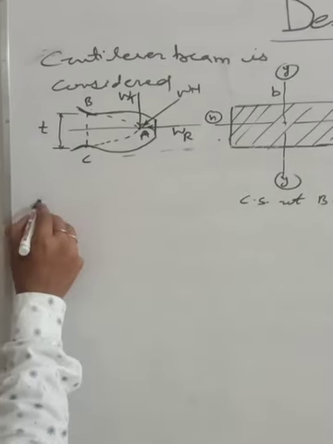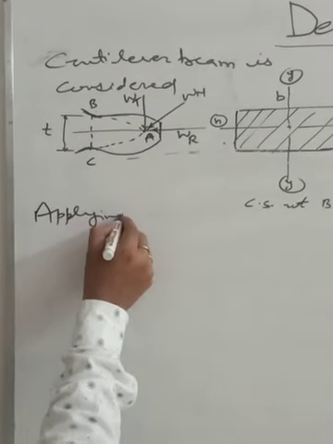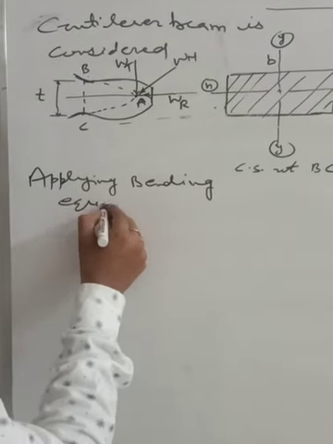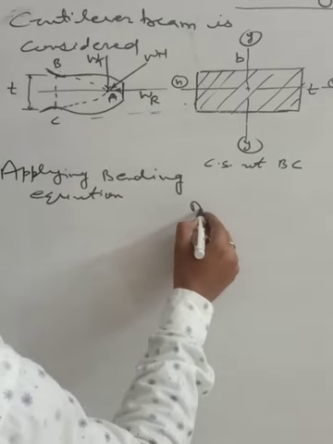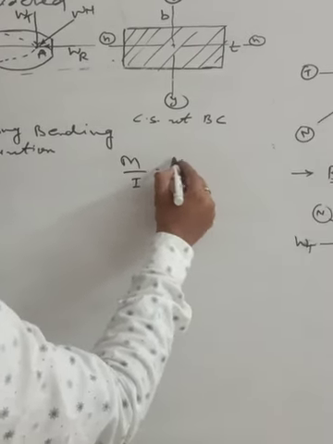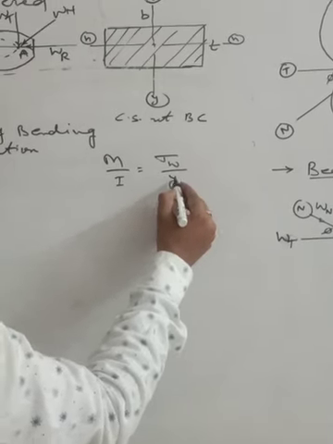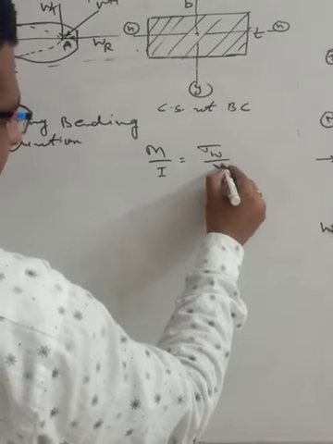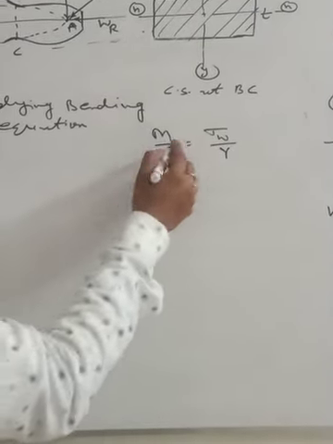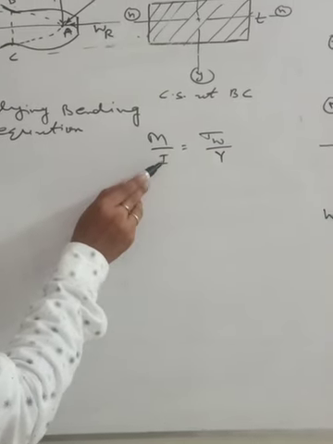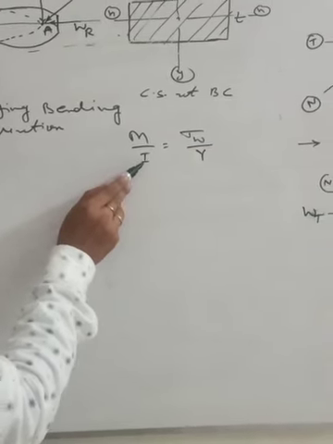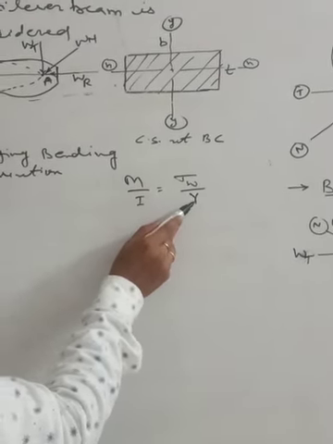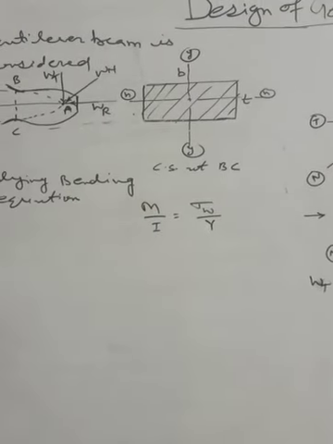Now applying the bending equation, we know that from the bending equation M upon I is equal to sigma upon y. Now this sigma is considered as the working stress. This y is the capital Y, in which M is the maximum bending moment, I is the minimum moment of inertia of cross section, sigma is the working stress, and y is the distance of the outer layers from the neutral axis.